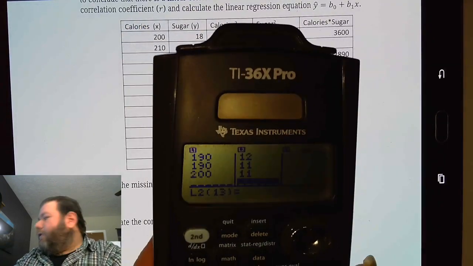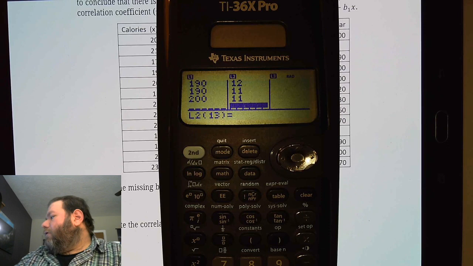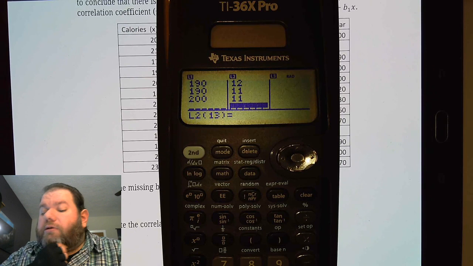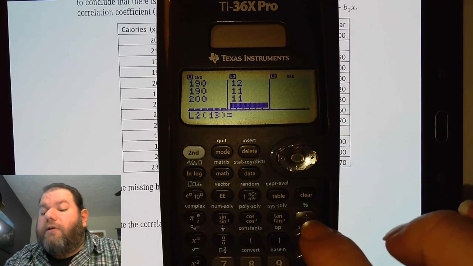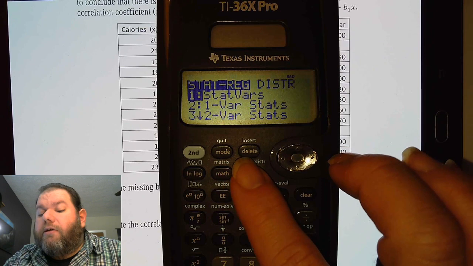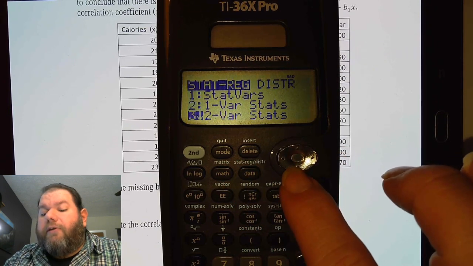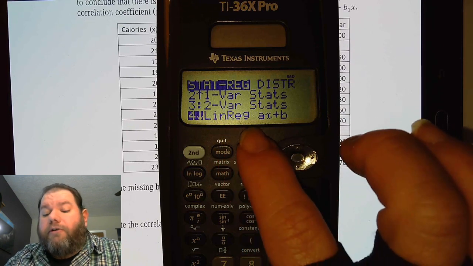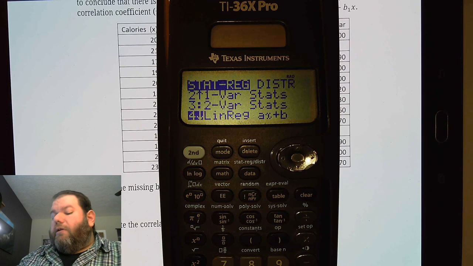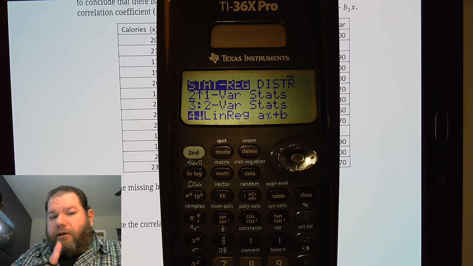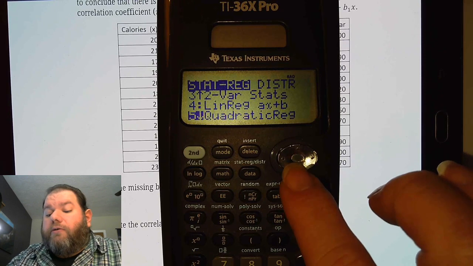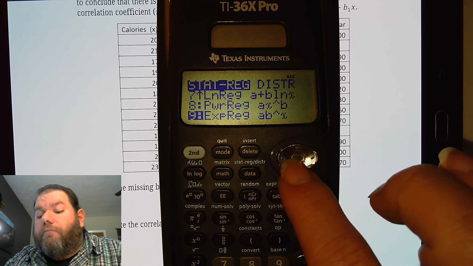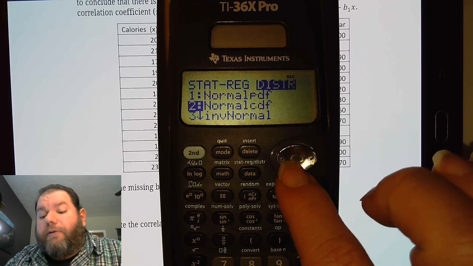Now on to 36. To get the correlation coefficient and the regression equation, let's see, we go second, data. Now we stay on the stat reg, which is, oh, here it is, linear regression. It's right under the stats. Now notice that this is AX plus B. That's important. We could also use, nope, we just want to use that one, sorry.